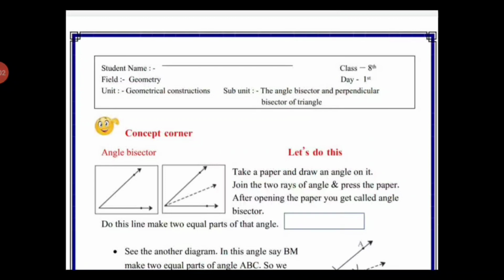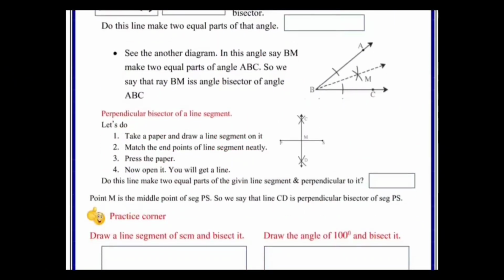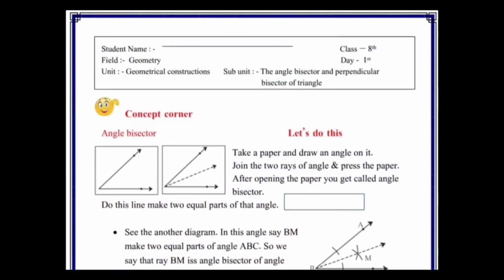So children, this is day 1 in which you all will have to recall and revise the concepts which are related to geometry and which you all have learnt in your earlier standards, in standard 7th also. In this concept corner you can see there is a concept about angle bisector, and then there is a concept about perpendicular bisector of a line segment.